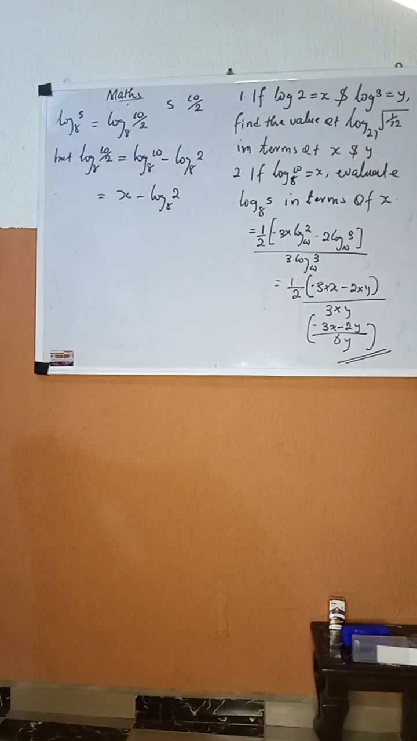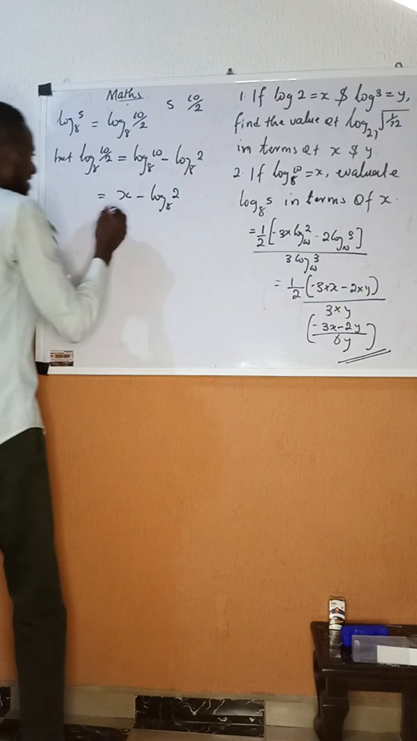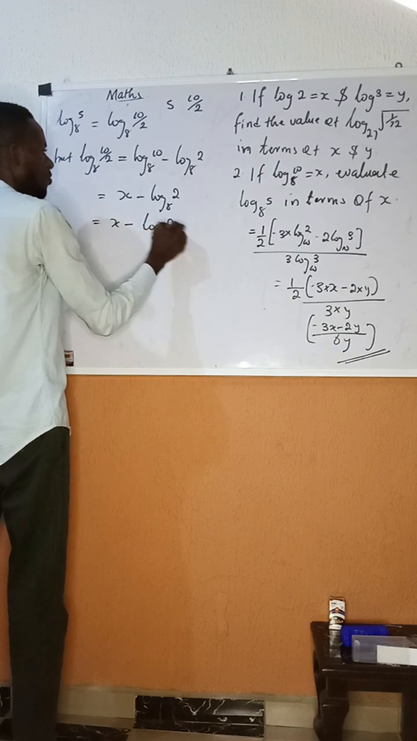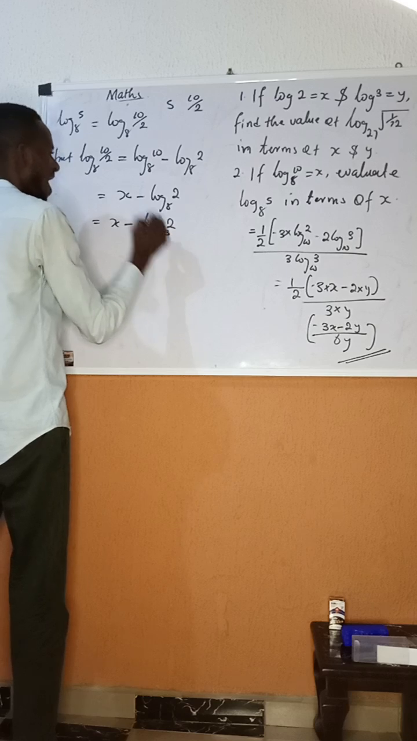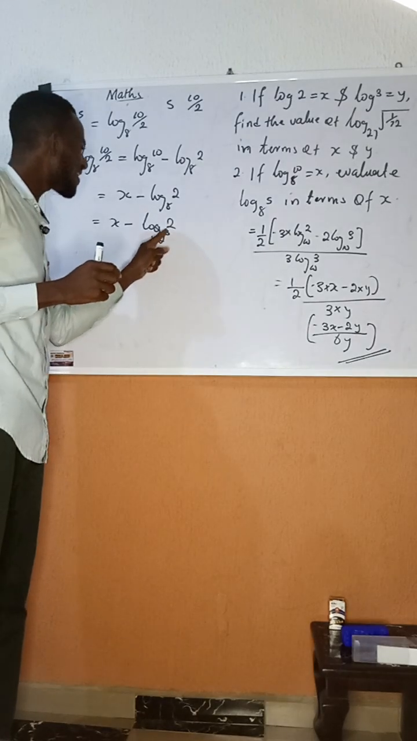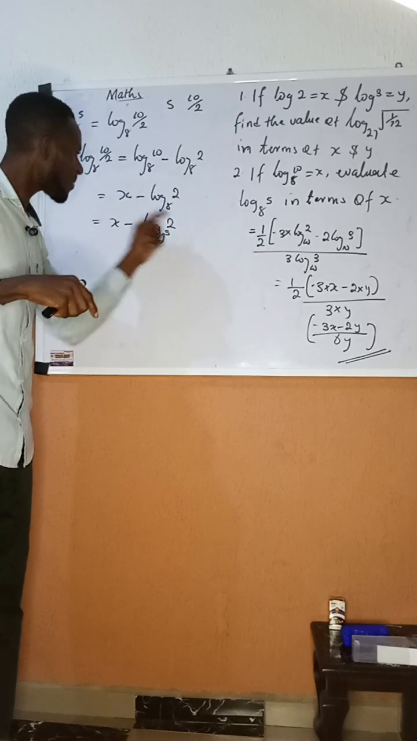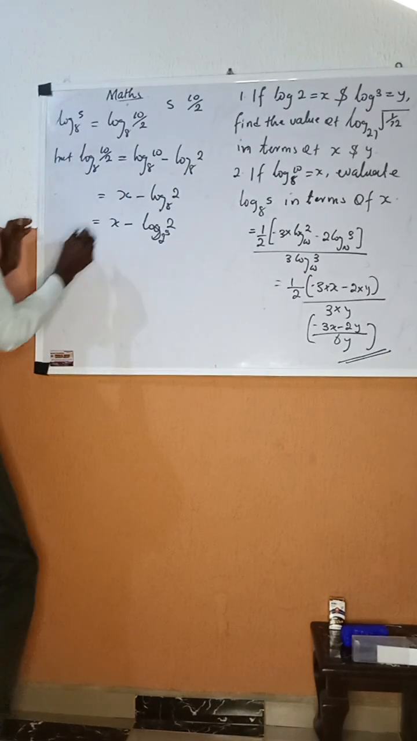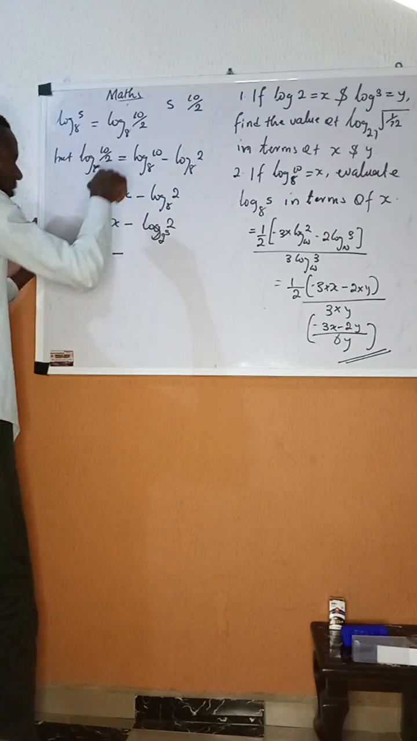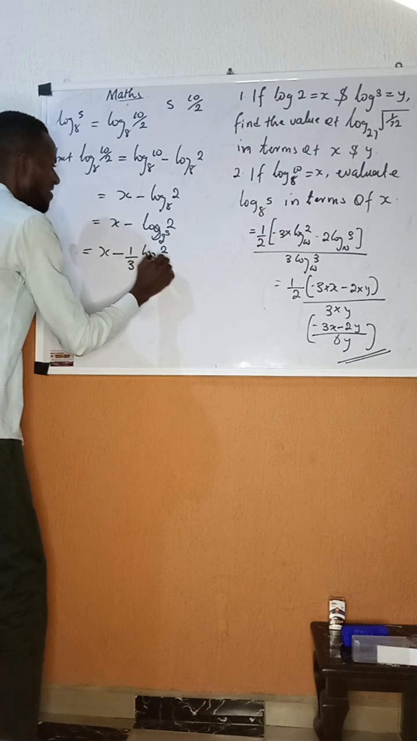By simplifying it further, this 8 that is here can be written as 2 raised to power 3. And then this problem becomes x minus log of what? 2 base 2 raised to power 3. And we are told in logarithm that whenever the base is raised to a power, we use the reciprocal of the power to multiply the entire log. And then what we now have becomes x minus the reciprocal of 3, which is 1 over 3, so I have 1 over 3 log of 2 base 2.